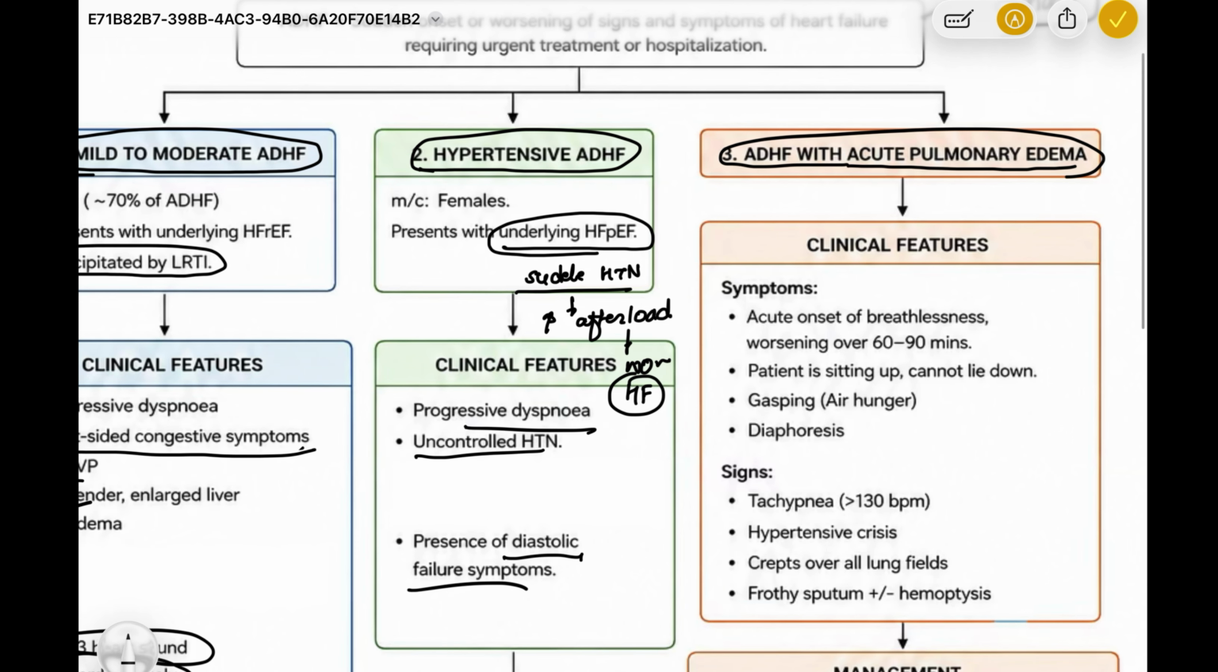Now let's talk about ADHF associated with acute pulmonary edema. In this case, breathlessness is the most common symptom, right? The patient will complain that he is not able to sit up or lie down, and he has such extreme breathlessness that he is restless and gasping with air hunger, associated with diaphoresis as well, right? So there will be signs like tachypnea of more than 30, hypertensive crisis, crepts all over the lung fields, and frothy sputum and hemoptysis.